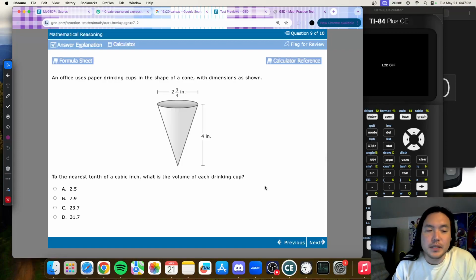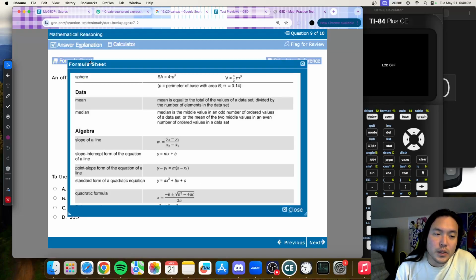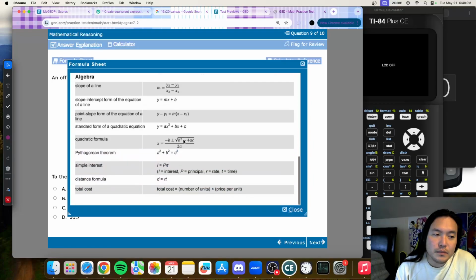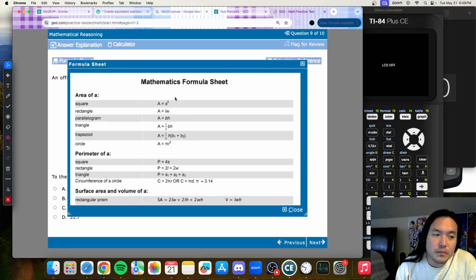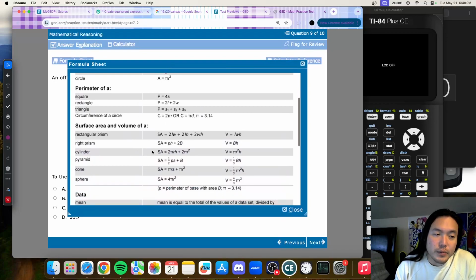Office uses paper drinking cups. What's the volume of the drinking cup? You go to the formula sheet. Write this down, right? We want the volume of a cone. Write this down: V equals 1/3 pi r squared h. One more time: V equals 1/3 pi r squared h.